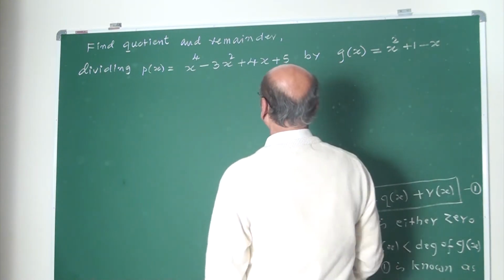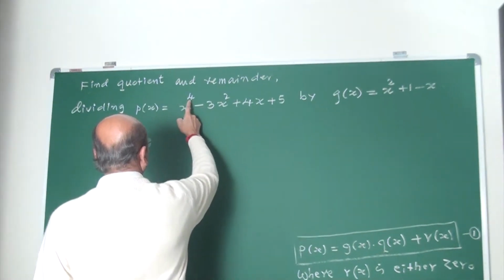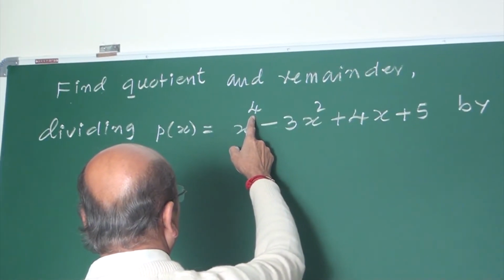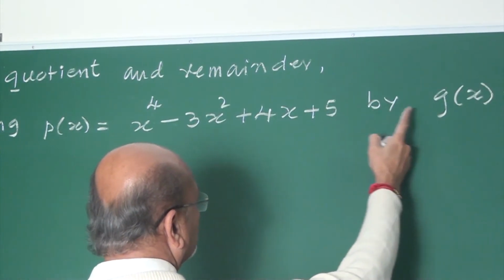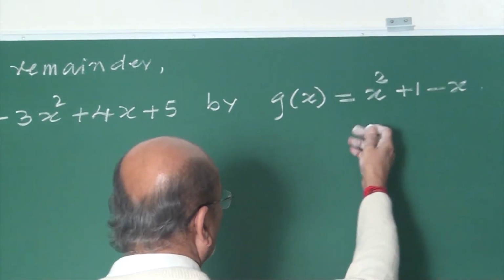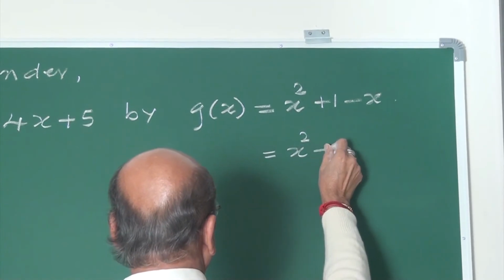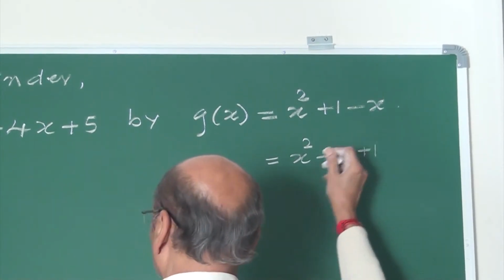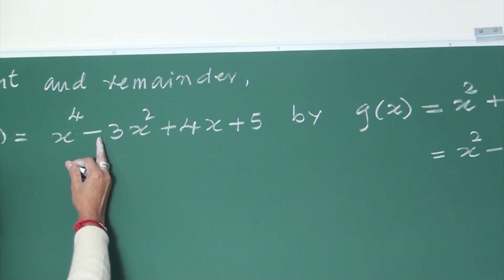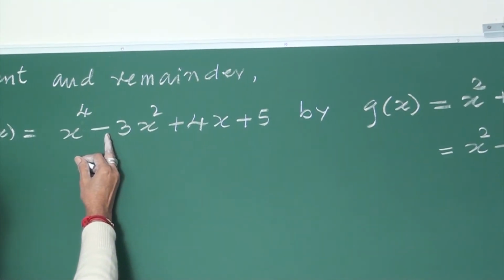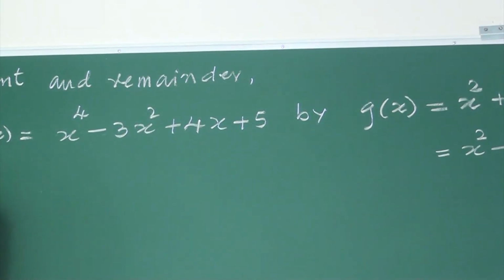What is the rule? While writing these polynomials, you must take care to write in descending order: power 4, power 3, power 2, power 1, constant. Here also it is x square minus x plus 1. There is no x cube term. That x cube, you must write as 0 into x cube.